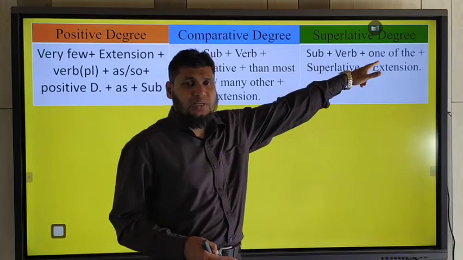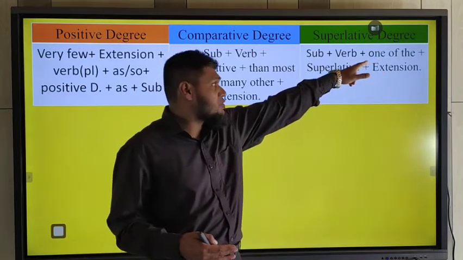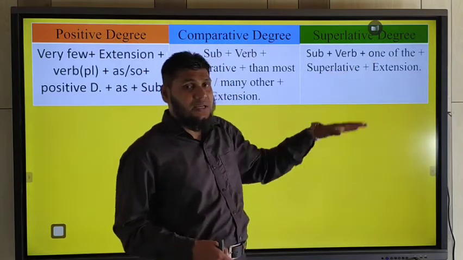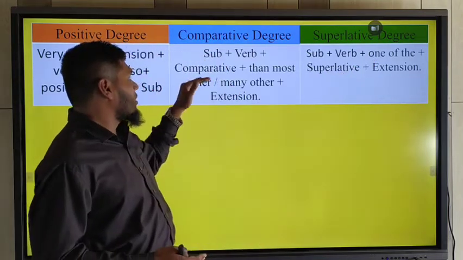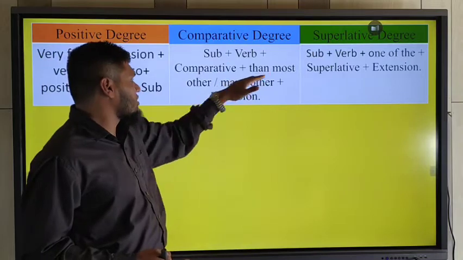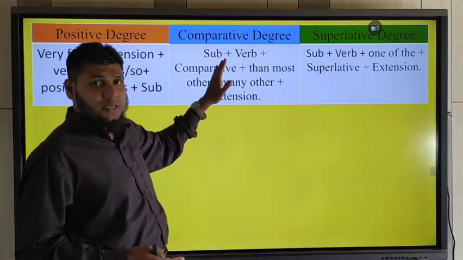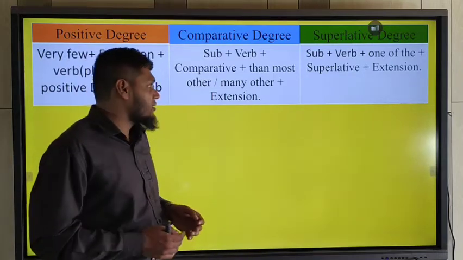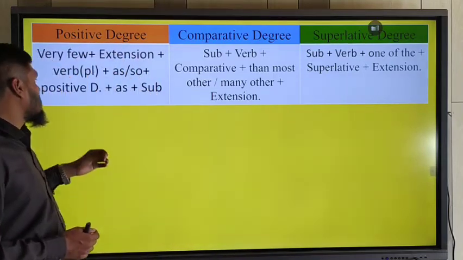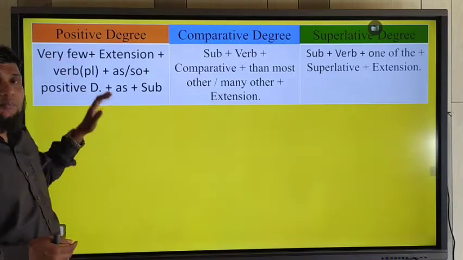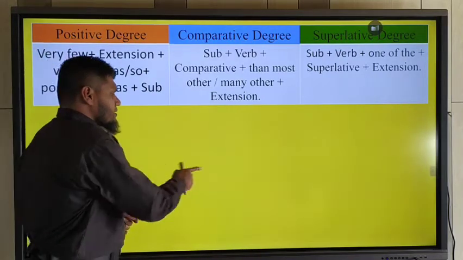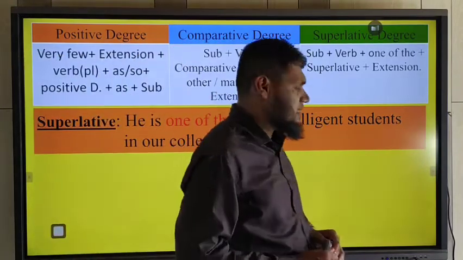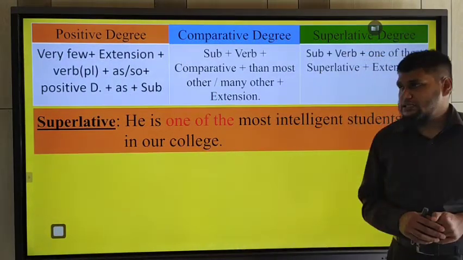"One of the" in a superlative sentence, superlative degree. If you have found "one of the" before the superlative degree, that time you should use "then most other" or "many other" in comparative degree. Okay, most other or many other. Then you should use "very few" in positive degree. So let's practice. He is one of the most intelligent students in our college.